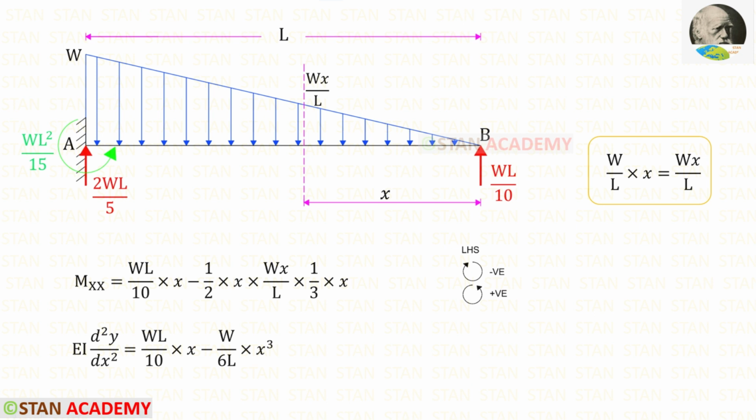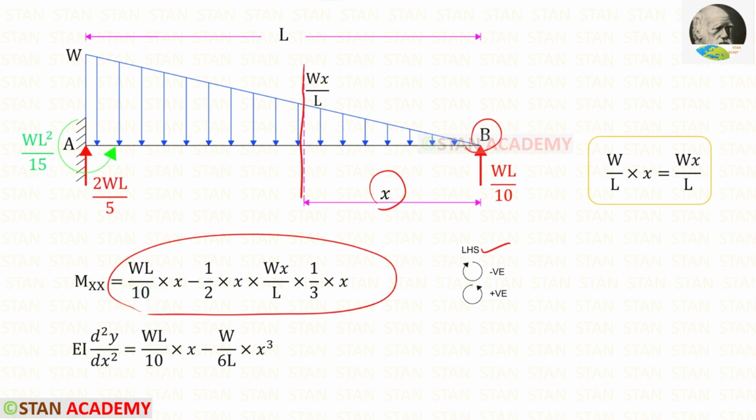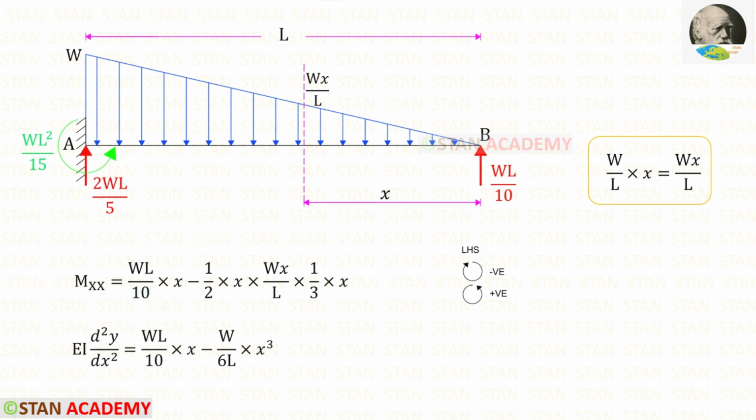I have made a section randomly at a distance of x from the point B. In this section, we have to find the moment. Using the left hand side rule, we can find the moment. We have already seen how to do that. Let us equate the moment with EI d square y upon dx square.